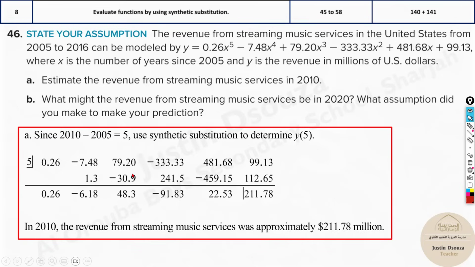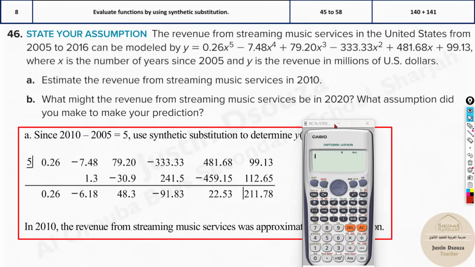But this is going to take forever, right? I'll tell you a shortcut. All you need is your calculator, but it takes time because you need to write this entire equation in the calculator. That is 0.26 x to the power 5. Write the x value as it is using alpha and the closing bracket symbol, that gives you x, minus 7.48 x to the power 4. Then we have to write plus 79.2 x to the power 3.